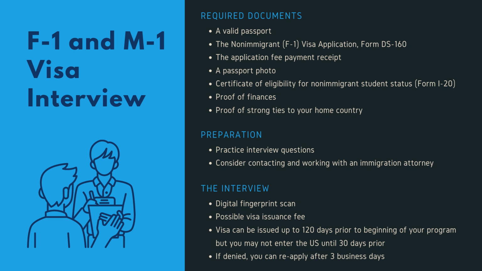F1 and M1 visas can be issued up to 120 days prior to beginning your studies. However, you will not be allowed to enter the US until 30 days before your program's start date. Having an F1 or M1 visa interview certainly does not guarantee visa approval, and if your visa is denied, you will be given a reason why. The good news is that if your visa does get denied, you can apply 3 business days after you have been informed of your rejection.